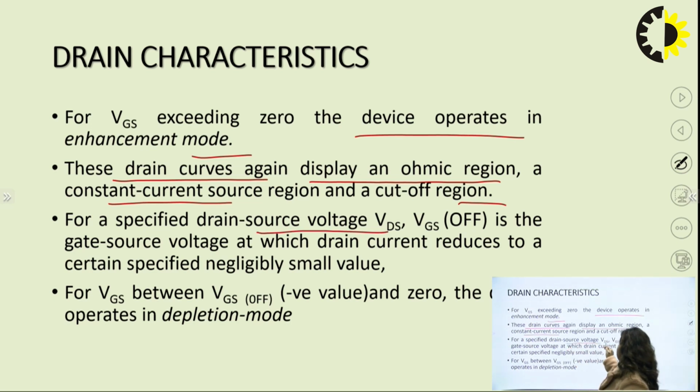For a specified drain source voltage, VGS(off) is the gate source voltage at which drain current reduces to a certain specified negligibly small value. So wherever the drain current is very small, very negligible, that region is basically your cutoff region. For VGS between VGS(off), that is the negative value, and 0, the device operates in depletion mode. So from VGS equal to 0 volt toward the negative direction, we have the depletion type of MOSFET, and above VGS equal to 0, including VGS equal to 0, the device operates in enhancement mode.